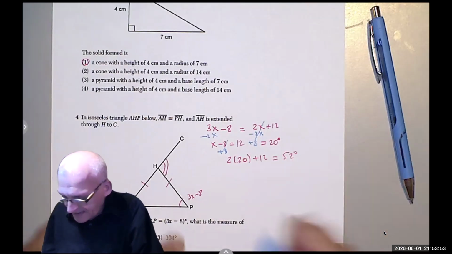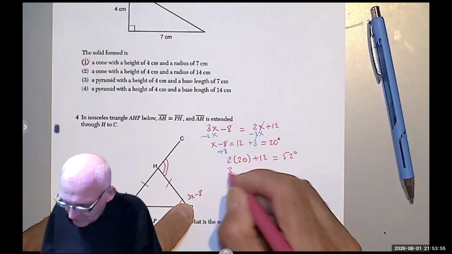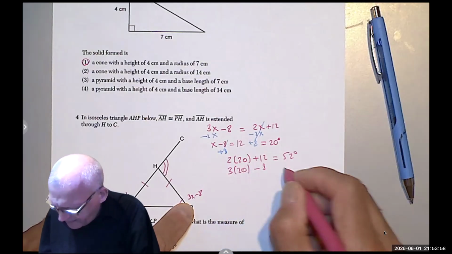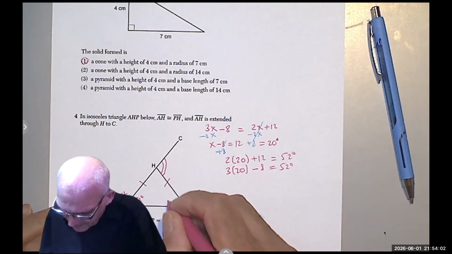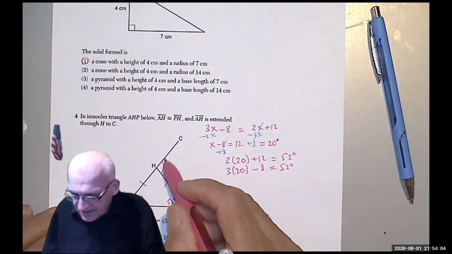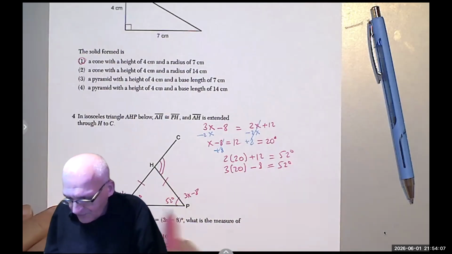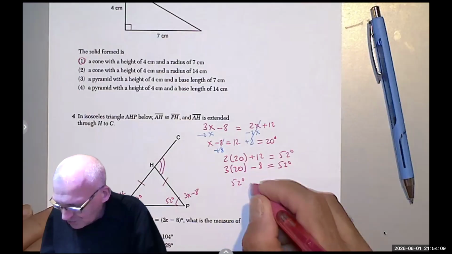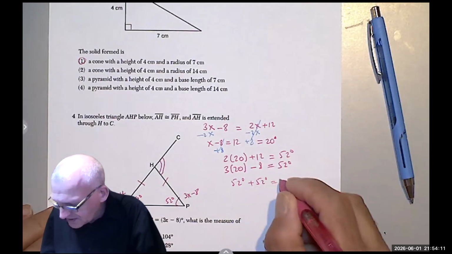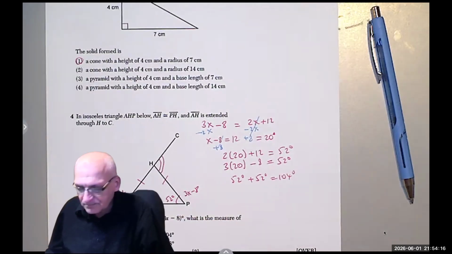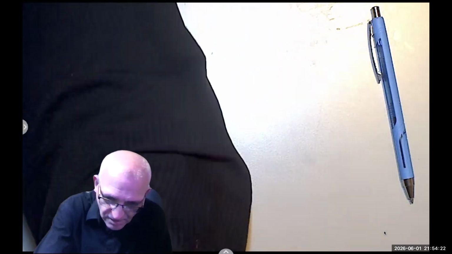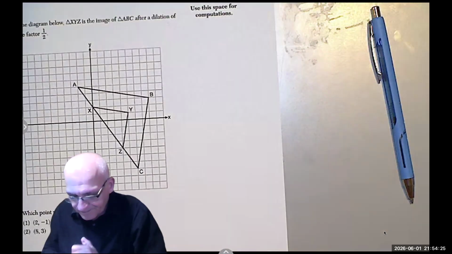If you want to check your answer, you say, okay, 3 times 20 is 60, minus 8 is also 52 degrees. So this is 52 degrees, this is 52 degrees. So that external angle would be the sum of both, meaning 52 plus 52, which is 104 degrees, and that's number 3. Okay, pretty straightforward, finding x with simple algebra and knowing the rest.